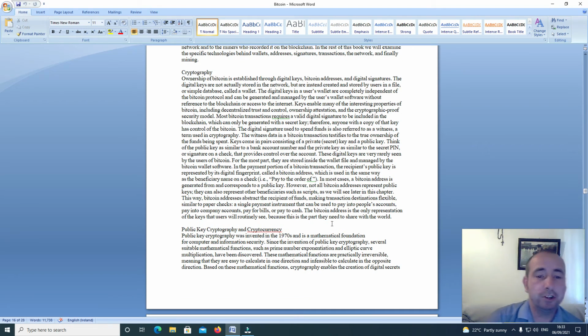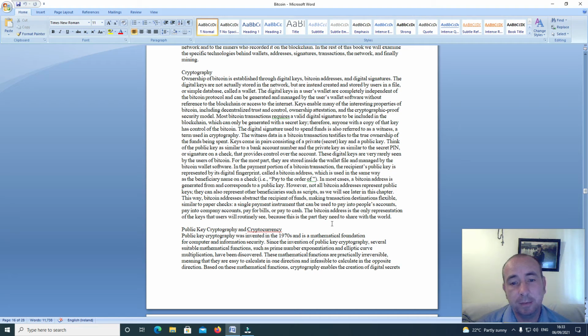Cryptography. Ownership of Bitcoin is established through digital keys, Bitcoin addresses, and digital signatures. The digital keys are not actually stored in the network but are instead created and stored by users in a file or a simple database called a wallet. The digital keys in a user's wallet are completely independent of the Bitcoin protocol and can be generated and managed by the user's wallet software without reference to the blockchain or access to the internet.